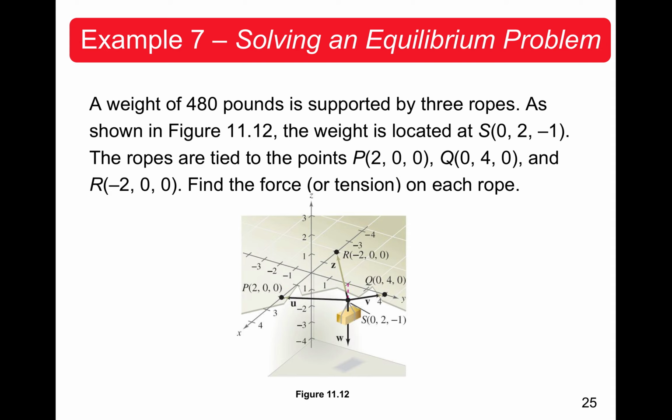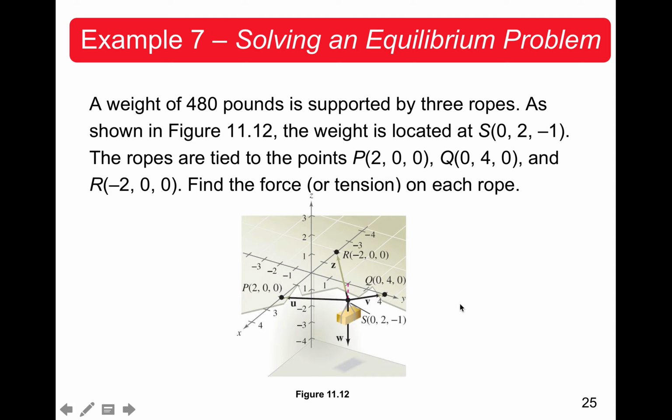The weight's located at the point S, which is (0, 2, -1), and the ropes are tied at the point P, which is (2, 0, 0). Q is at (0, 4, 0), and R is at (-2, 0, 0). So we want to find the force, which we know is a vector, or tension on each rope.